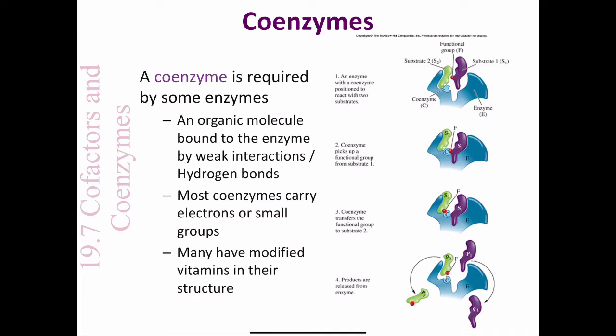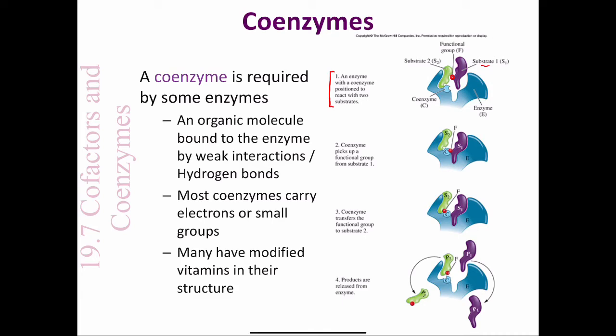If you take a look at this figure on the right-hand side, it shows a coenzyme accepting a functional group from one substrate and donating it to a second substrate in a reaction catalyzed by a transferase. So if we start with bullet point 1, you can see that substrate 1 is coming in and it has some kind of functional group attached to it. But substrate 1 can't just transfer that functional group directly to substrate 2.